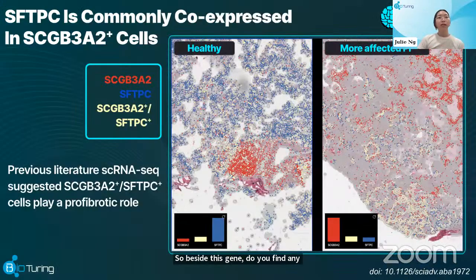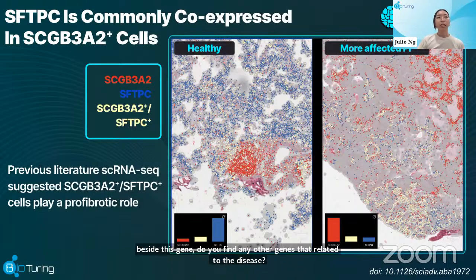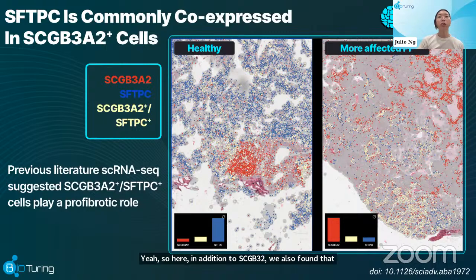Yeah, so in addition to SCGB3A2, we also found that this gene SFTPC is commonly co-expressed with our other gene of interest. When I query for both genes and the co-expression of both genes, you can see that in healthy cells, we see a little bit of co-expression of both of our genes. However, in our more affected sample, we see a lot more localization of this co-expression, especially in this area here.